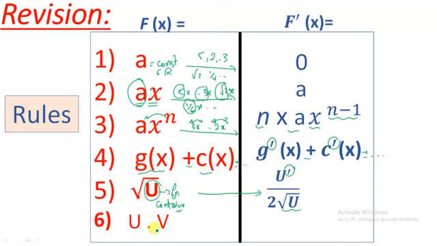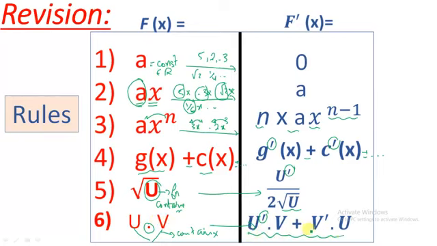Now, the last rule we have taken in the previous video is the product of two functions, u times v, where u and v are two functions, that means they contain x. Now, the derivative f prime of x is u prime v plus v prime u. So in this case, you will find u prime, the derivative of u, and you will find v prime, the derivative of v, and then you will substitute in the rule.